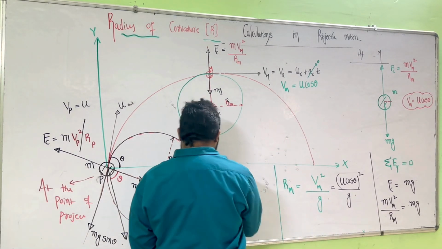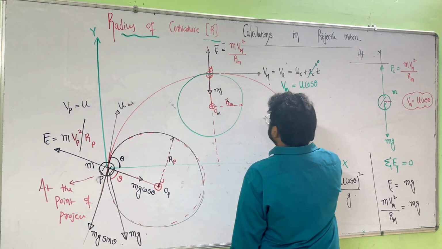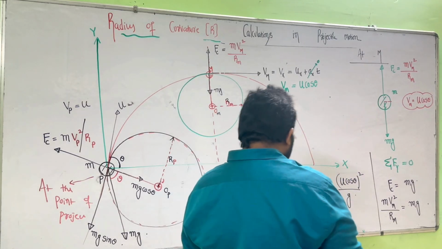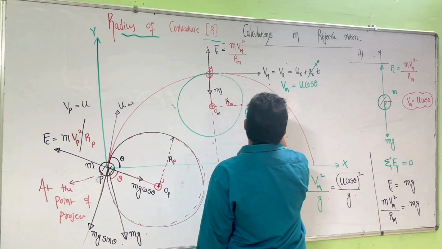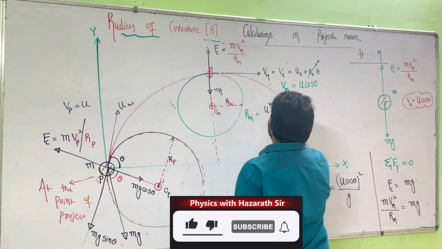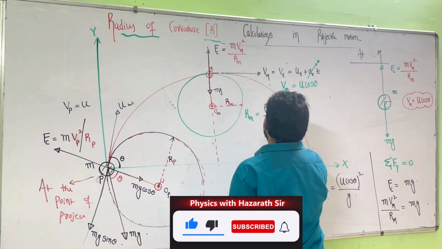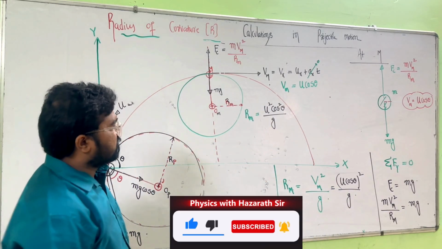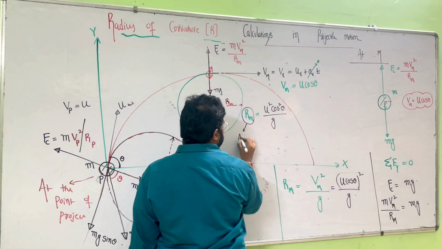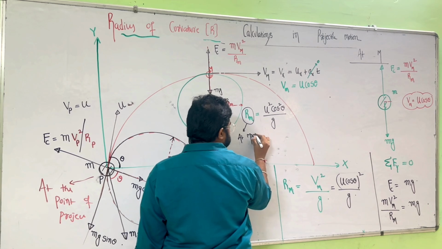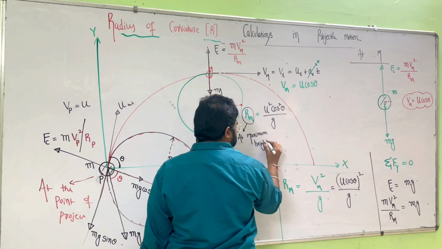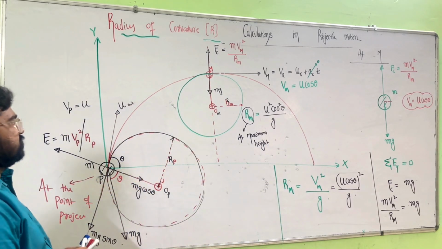What is the radius of curvature at maximum height? What is this Rm? Confidently tell me. U square cos square theta by g. This is the radius of curvature at the point of maximum height, the radius of curvature at M.